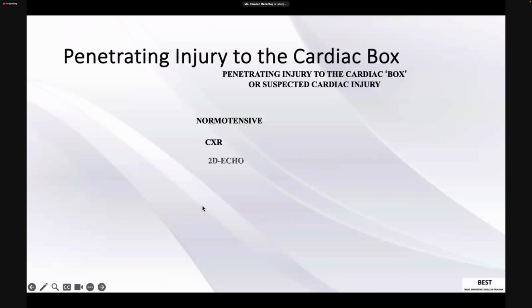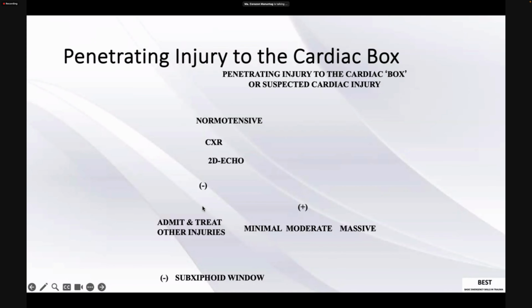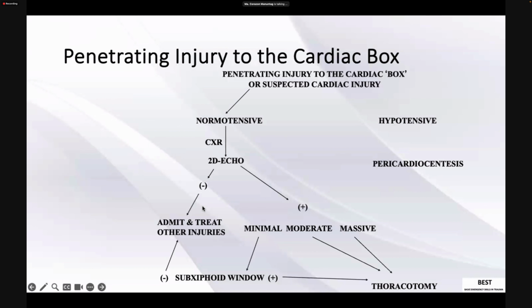Paano naman kung penetrating injury to the cardiac box? So, depende yan kung kamusta yung status ng patient mo, whether normotensive or hypotensive. Kasi kung hypotensive din at alam mo na cardiac box injury, then you have no issue to work this up. You have to bring that patient for a thoracotomy. Sa exam, ang laging sagot ay thoracotomy because your pericardiocentesis is only a temporizing procedure.